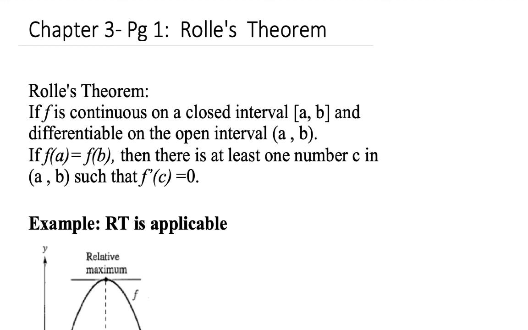Now Rolle's theorem states that if a function is continuous on a closed interval and differentiable on an open interval, say a to b, the third condition being that the function at the endpoint a is the same as the function at the other endpoint b, then there is at least one number c in the open interval a to b such that f prime of c is 0. That is, the derivative at that point c is 0. So let's look at an example of a function where Rolle's theorem is applicable.